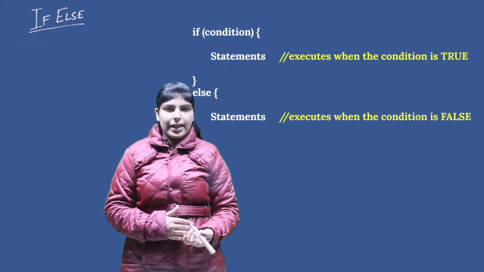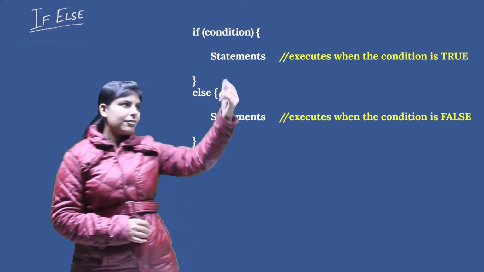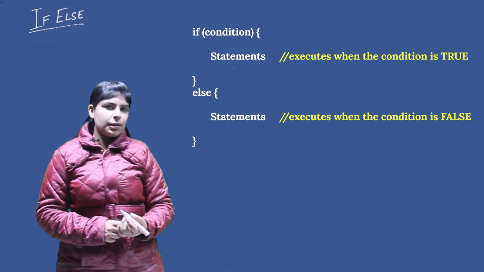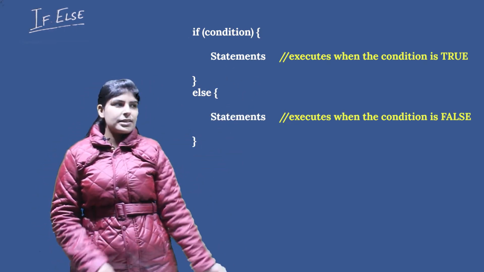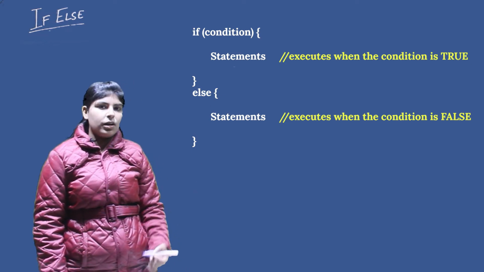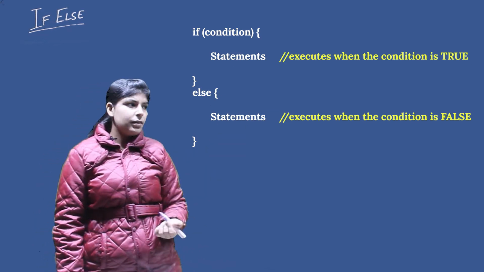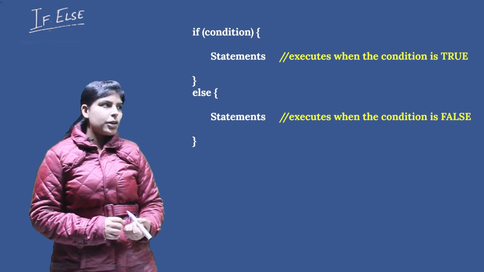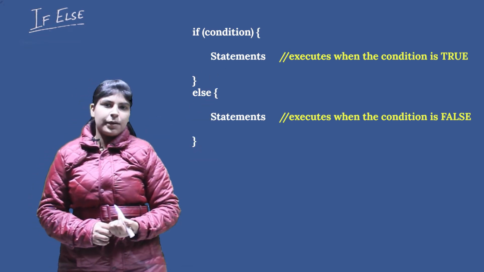Now let us see the syntax of if-else statement. We have the keyword if, then we have a condition in the parenthesis, then the curly brackets indicate the start and end of if block. After that, we have else statement. So this else block executes when the condition given with the if statement is false.